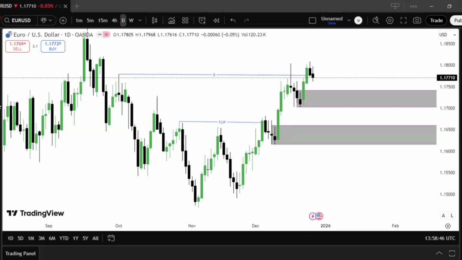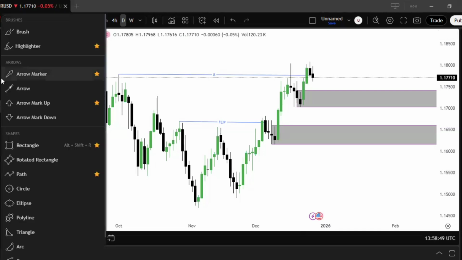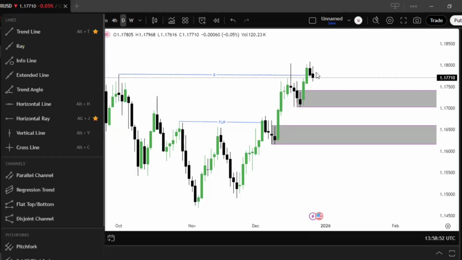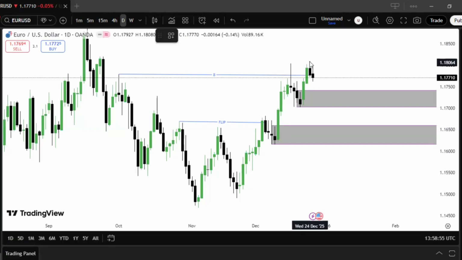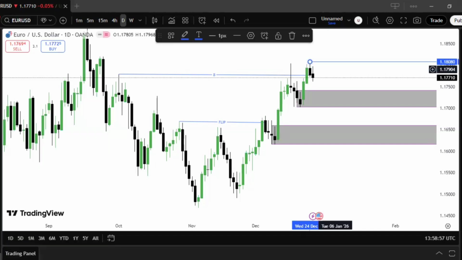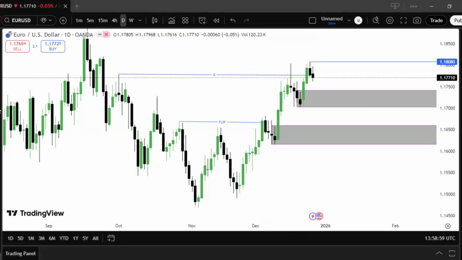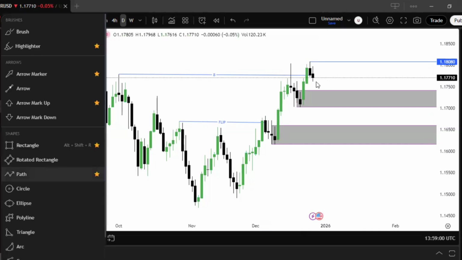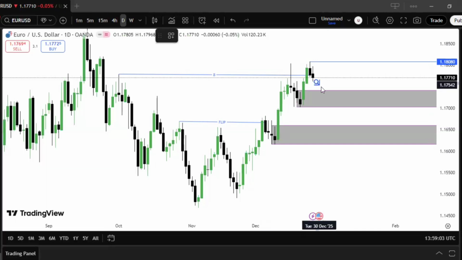So here, as you can see, the market is in a big bullish trend. I can put a line here. Now I can wait for the market to give me something like this, to sell. Then I'll take this demand zone.